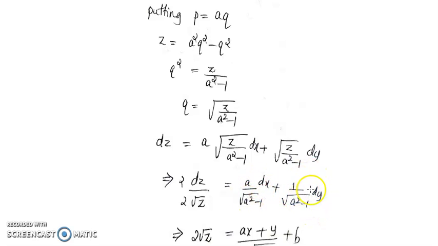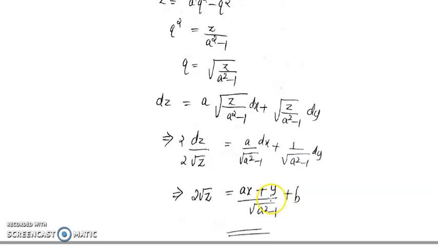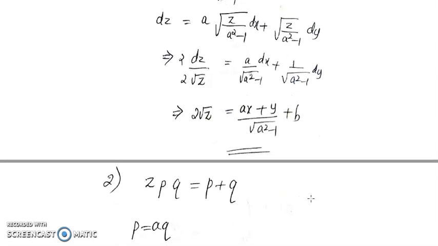Now the terms coming here are both constants. Now on integrating you will get 2 root z equal to (ax plus y) by root of a square minus 1 plus b. So that is the solution.